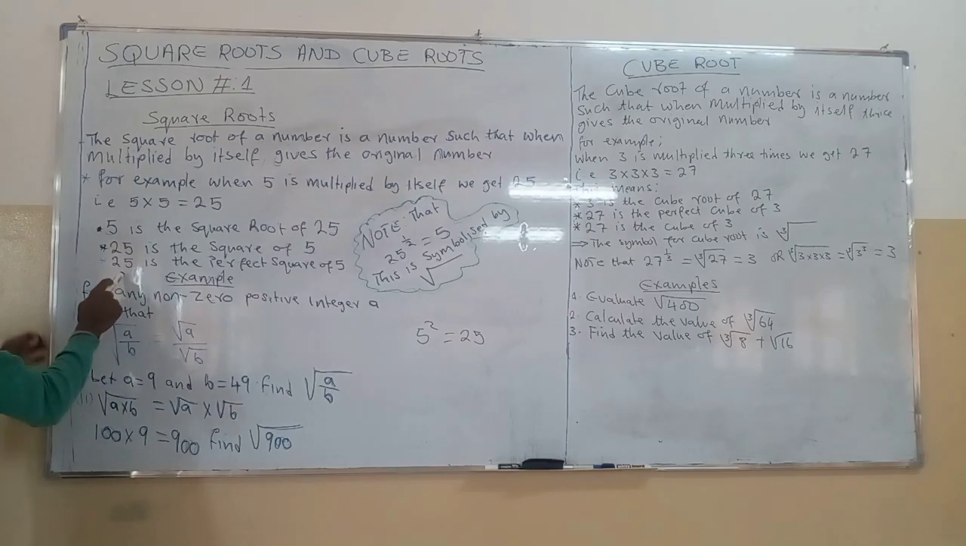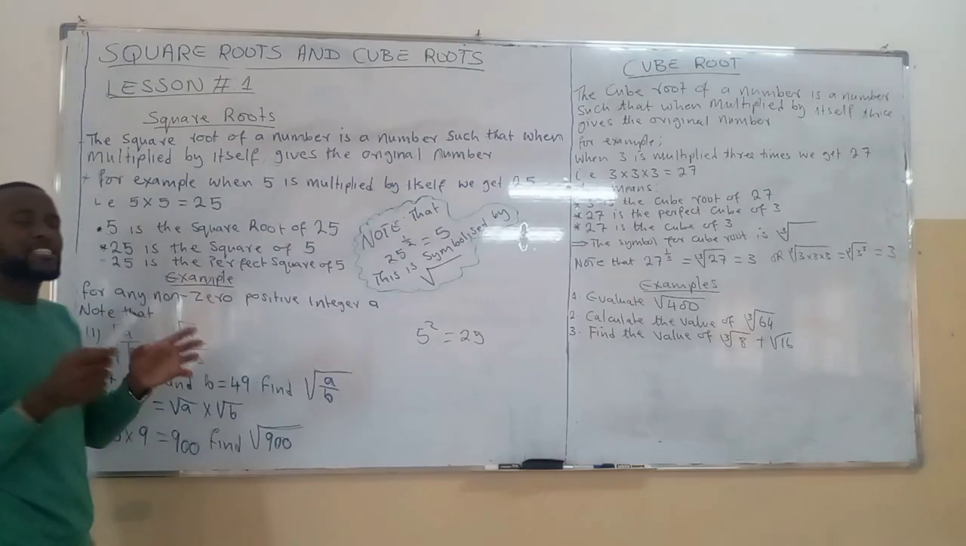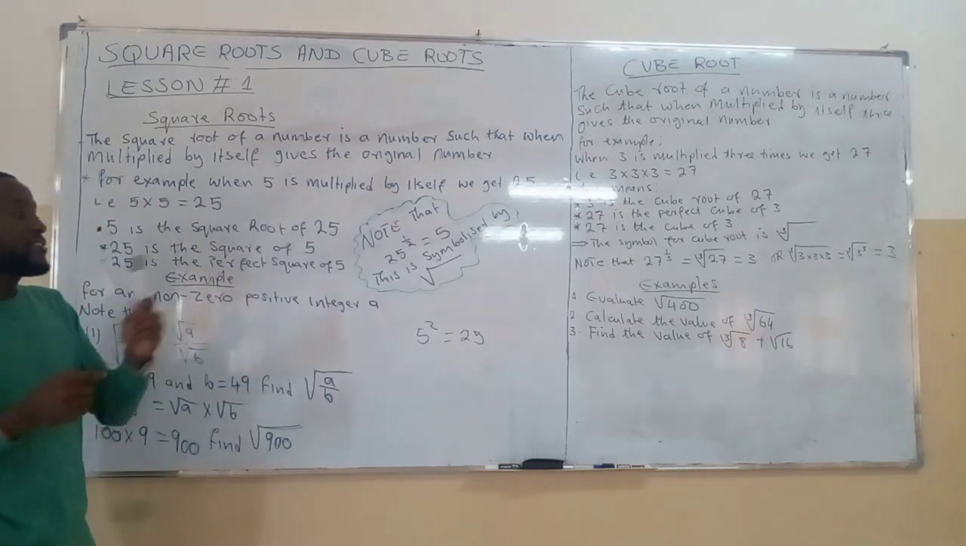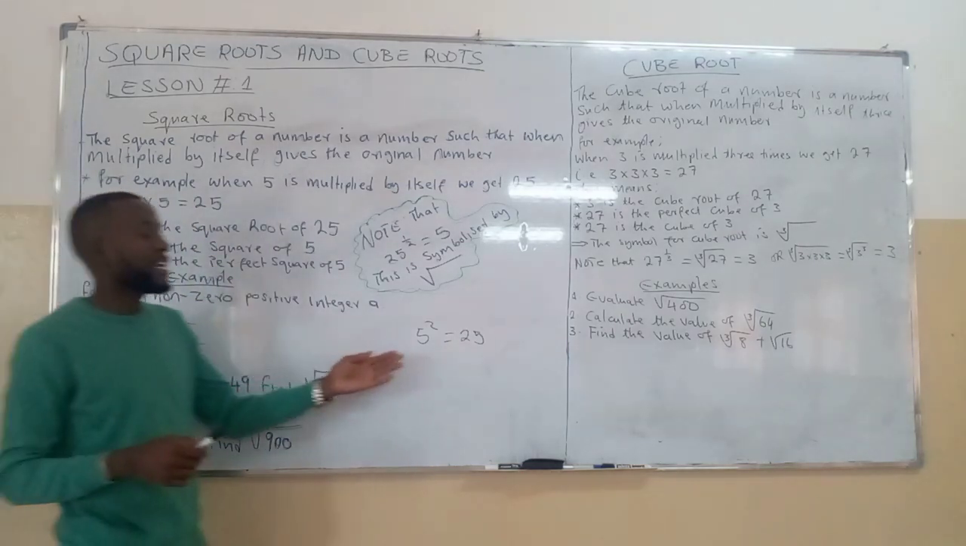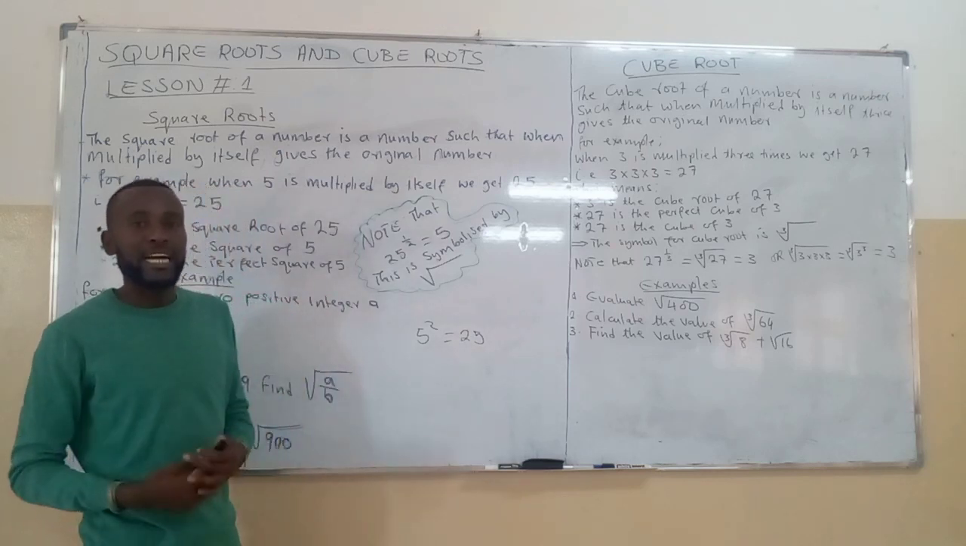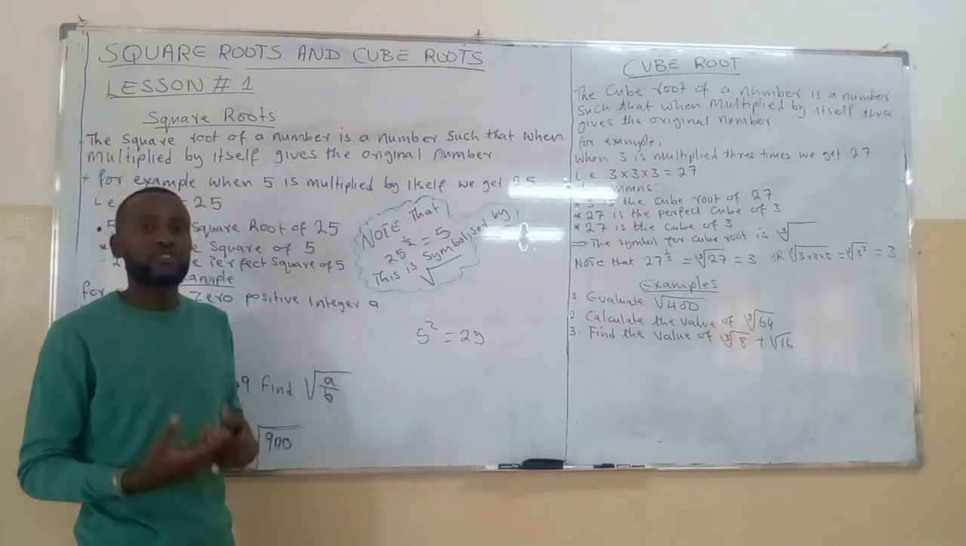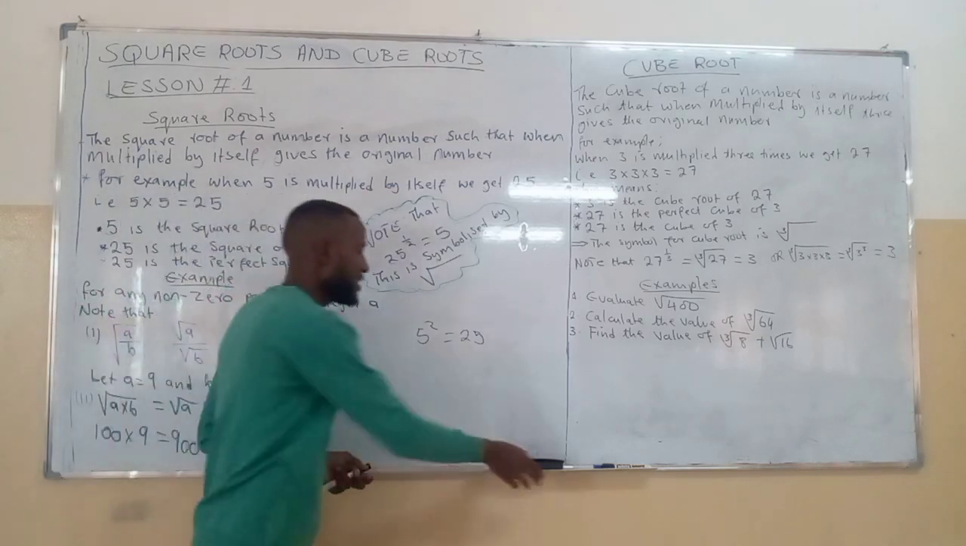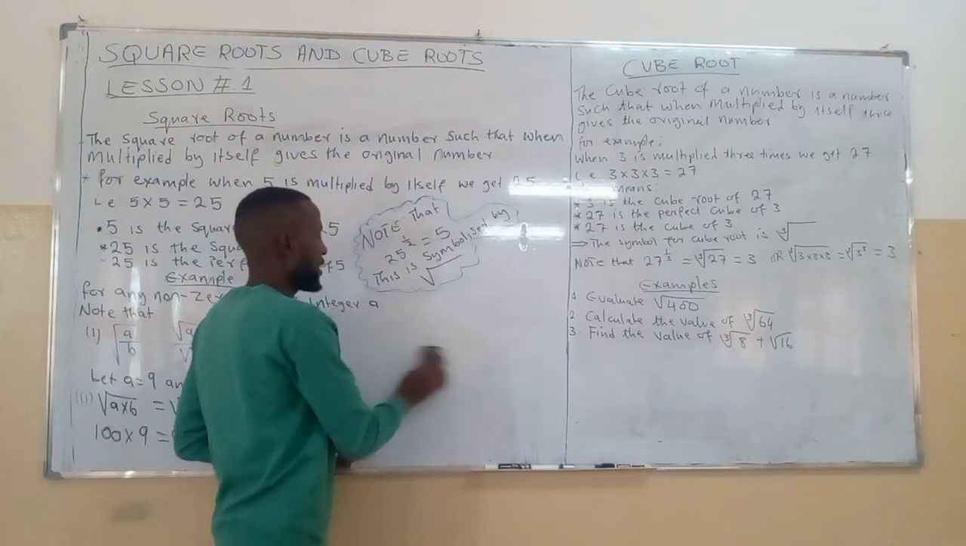Then we are simply saying 25 is the perfect square of 5, meaning that 5 can go into 25 without leaving a remainder. That is what perfect square means. There is no remainder, but it is clean and clear.